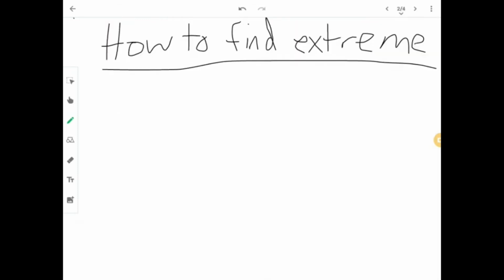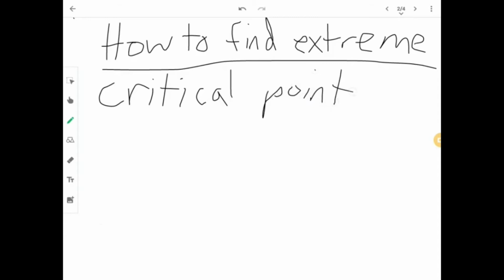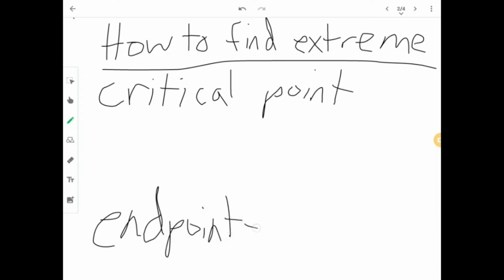Okay, so how do you find these extreme values? There are two cases. One, where the extreme is a critical point. You have to consider both. And the other, where it's the endpoint. So the endpoint, it's pretty simple.